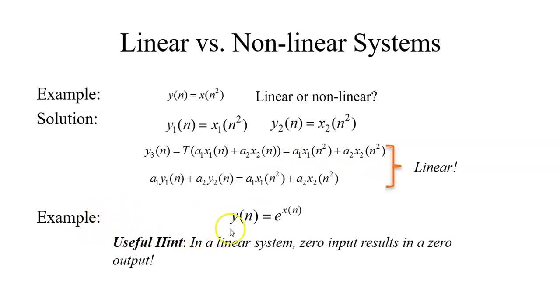Another example, y of n equals exponential x of n. Is it linear or non-linear? Useful hint: in a linear system, zero input results in a zero output, but in this case exponential of 0 will give 1, which means this system is non-linear. x of n equals 0 means y of n equals 1. So this system is not linear. This is a very simple hint to check whether a system is linear or not.